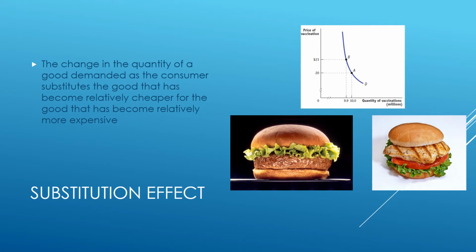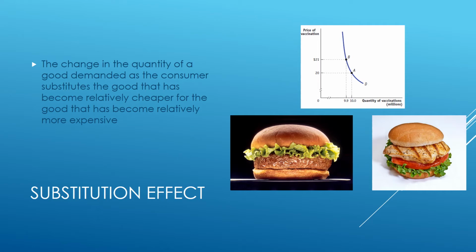All right, so what exactly causes this? Well, there are two reasons. We have the substitution effect on this side, and the next one will be the income effect. The substitution effect is the change in the quantity of a good demanded as the consumer substitutes the good that has become relatively cheaper for the good that has become relatively more expensive. All right, so you have all those words there. That's good. What is this really saying?